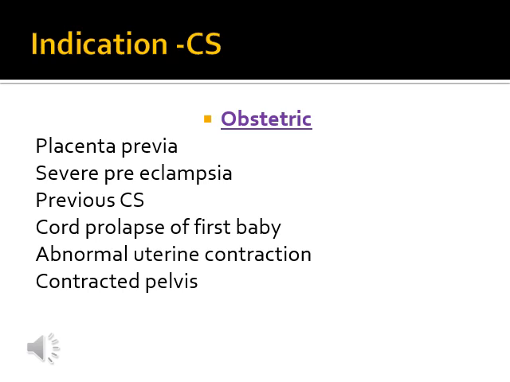There are some obstetric complications like placenta previa, second degree placenta previa, severe preeclampsia, previous cesarean section, cord prolapse for the first baby, abnormal uterine contraction, and contracted pelvis for the mother. In these conditions, the only choice is a cesarean delivery.